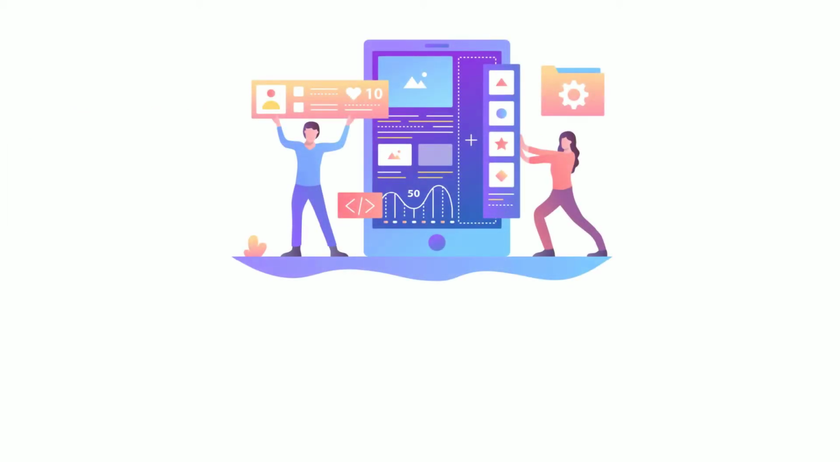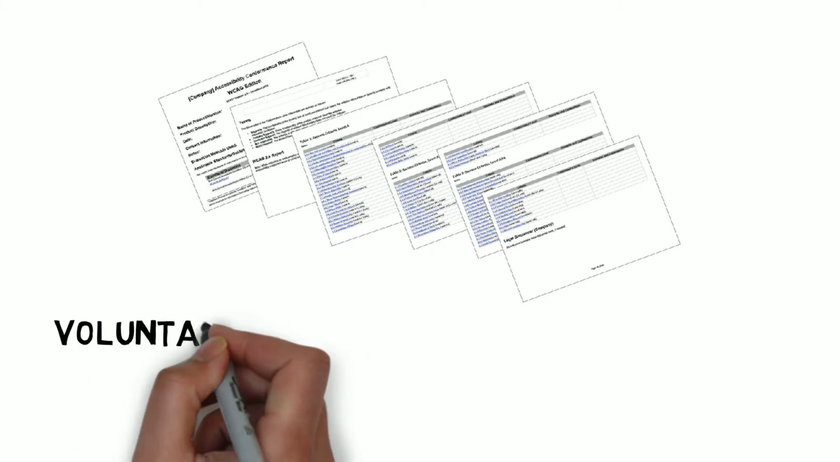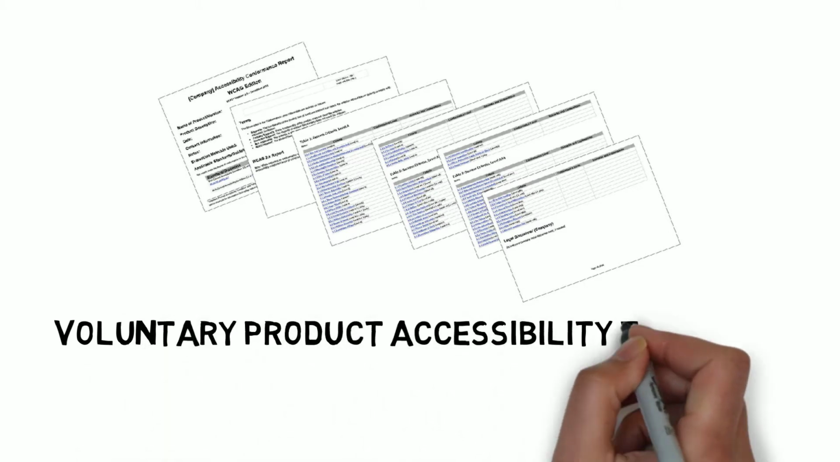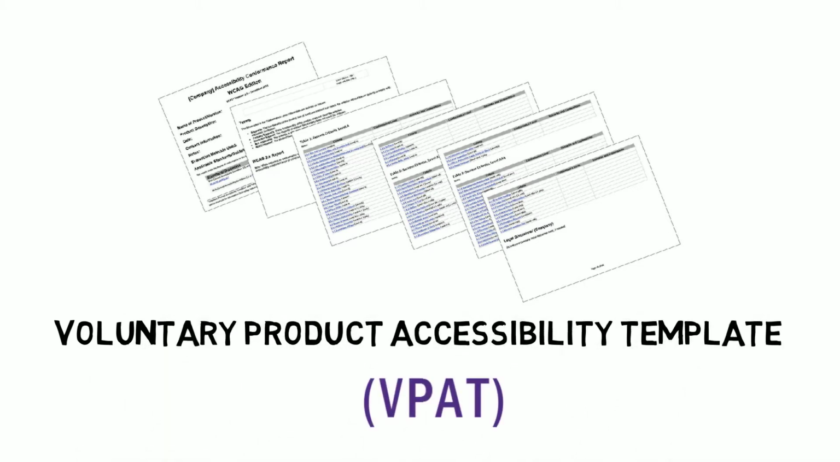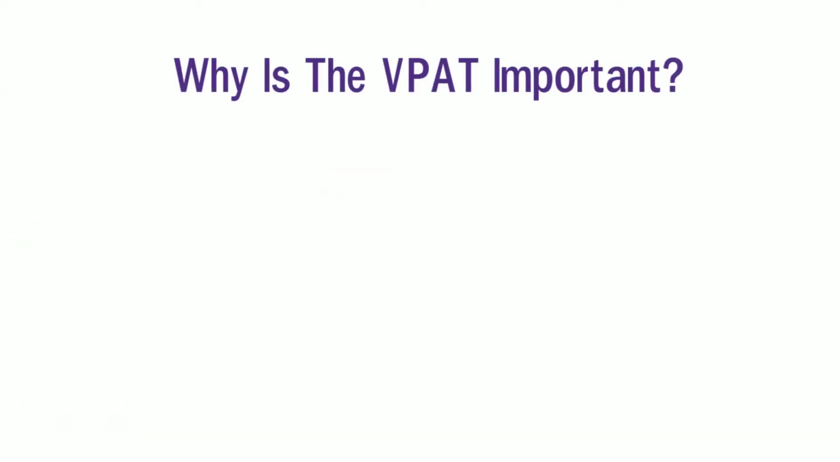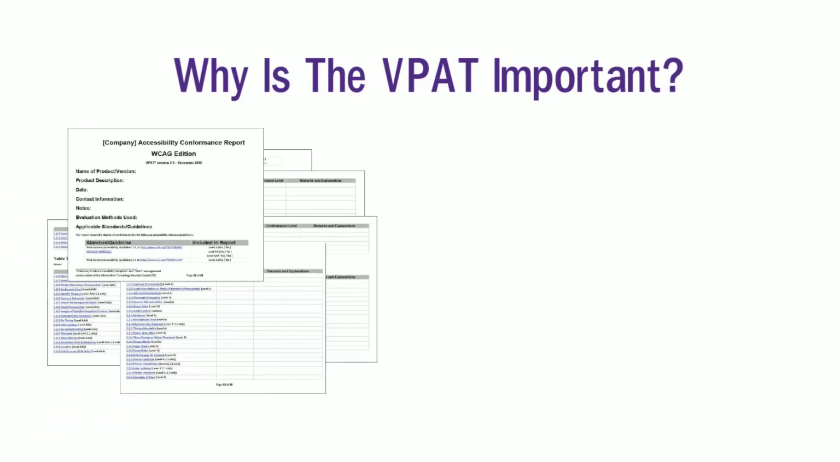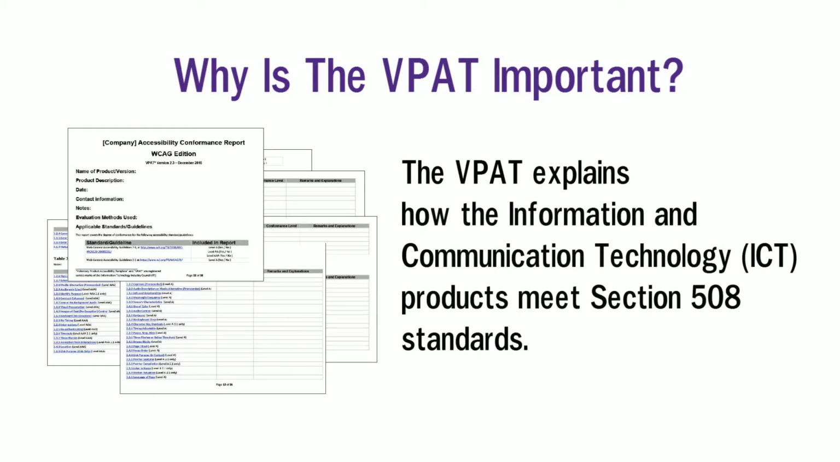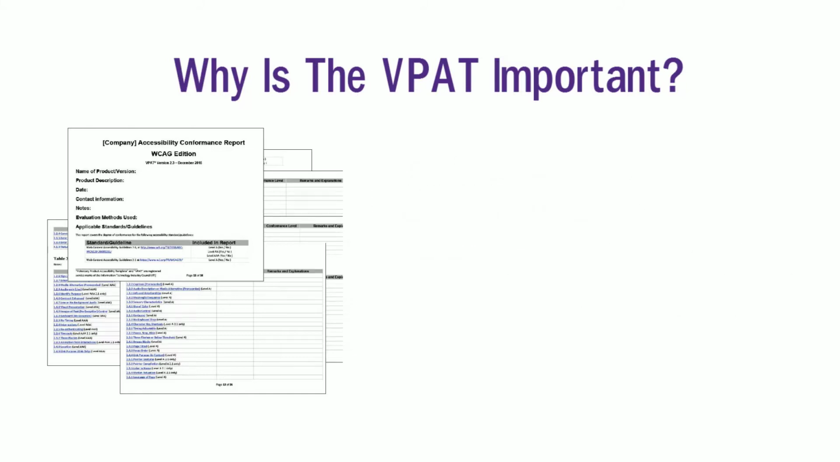If you are developing software applications for CMS, an important step in the CMS Section 508 approval process is completion of the Voluntary Product Accessibility Template, also known as the VPAT. Why is the VPAT important? The VPAT is a form that explains how information and communication technology, or ICT, products such as software, hardware, electronic content, and support documentation meet the Section 508 standards for IT accessibility.